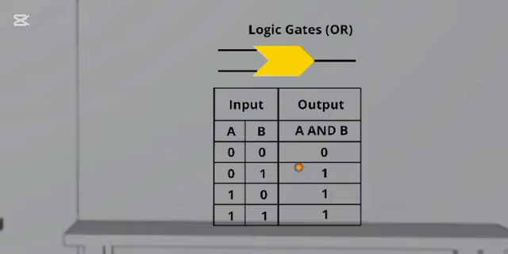Output equals 1. Row 3. Input A equals 1, B equals 0. Output equals 1. Row 4. Input A equals 1, B equals 1, output equals 1. The OR gate is one of the basic logic gates, enabling flexible data processing where the output is 1 as long as at least one input is 1.